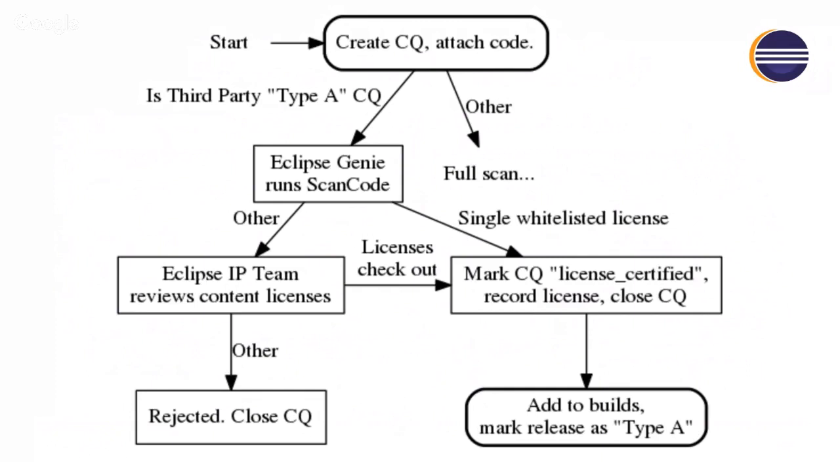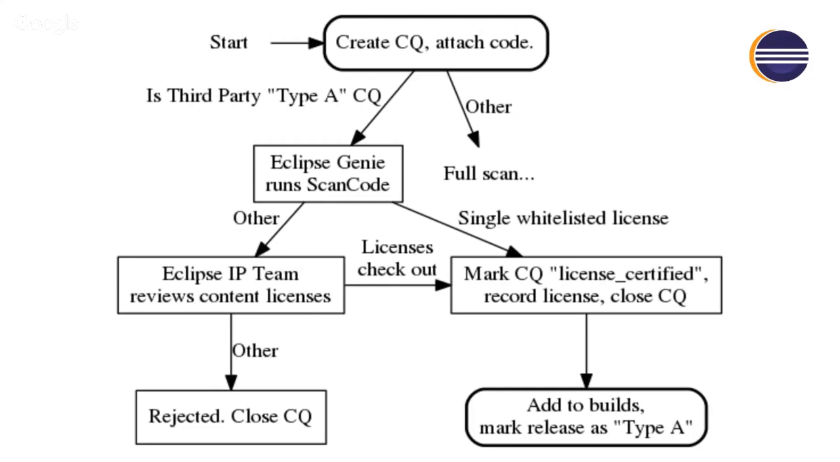So about a month ago, I think we went live fully on June 28th, the webmaster implemented an update to our Eclipse Genie script, which automatically runs this tool. As a committer, if you create a new contribution questionnaire for third-party content and designate it as type A, the Eclipse Genie will automatically kick in. It will grab the source code for that CQ, run it through the scan code tool, attach the results of that scan in HTML to the CQ, and if through its scan it determines that there is exactly one license represented in the content and that one license is on our whitelist, it automatically approves.